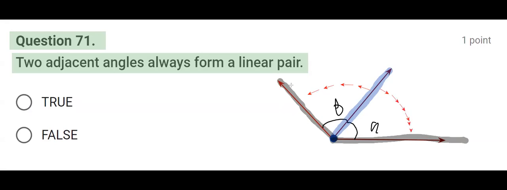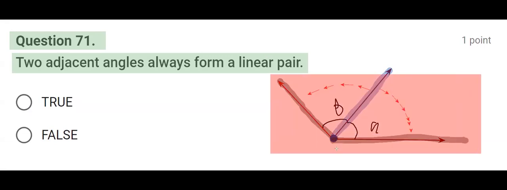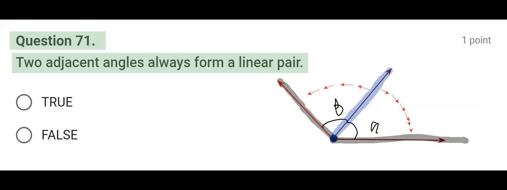That's true. But if you add them, are you getting a straight line? Or you can say that the non-common arms are not opposite. As you can see, this is opposite rays, but in this case the non-common arms are not opposite rays or opposite to each other. Therefore, this is a false statement. Two adjacent angles always form a linear pair is an incorrect statement.